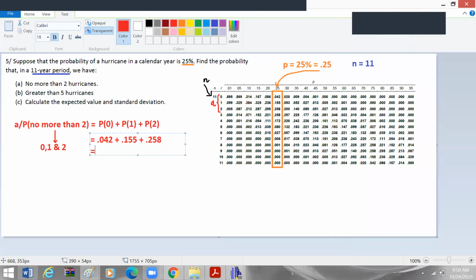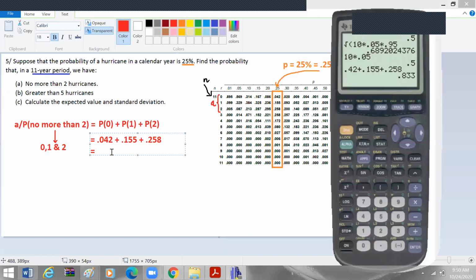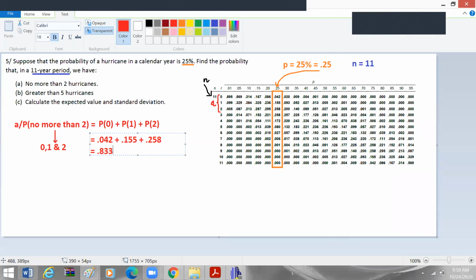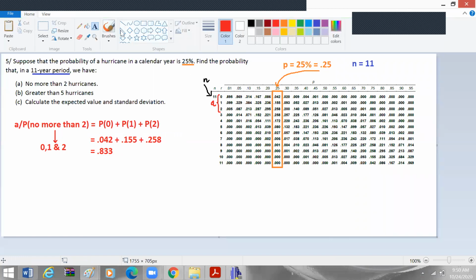That makes sense because we have a 25% chance of getting a hurricane. So what are the chances of getting less than 1? I'm sorry, no more than 2, so that would be 0.258. So the answer for that is 0.833. Are we good? Yes or no? No. Okay, so now we're going to go to the part B questions.